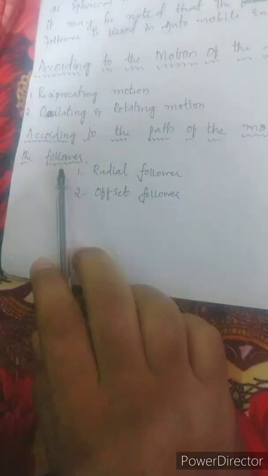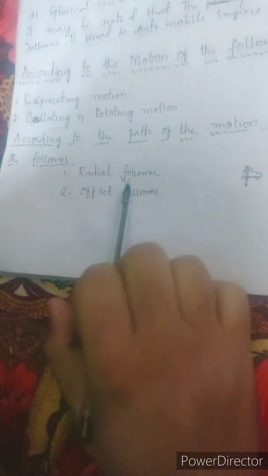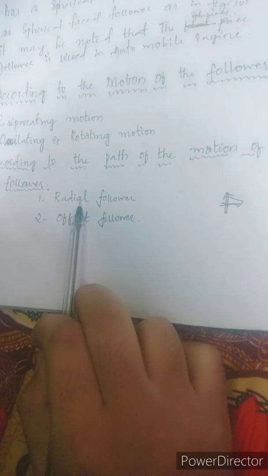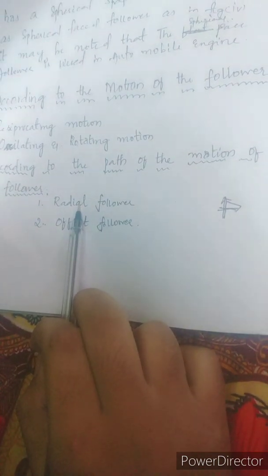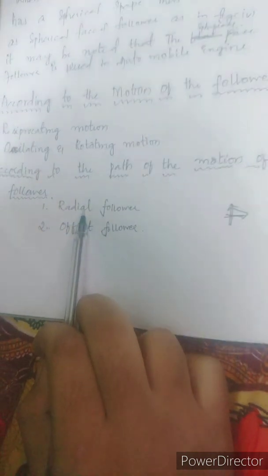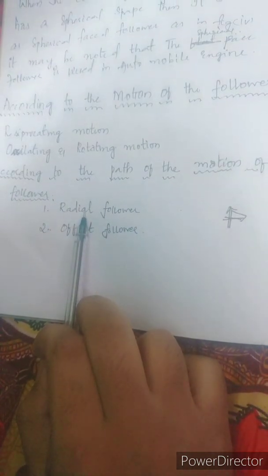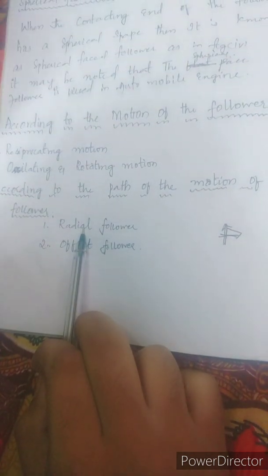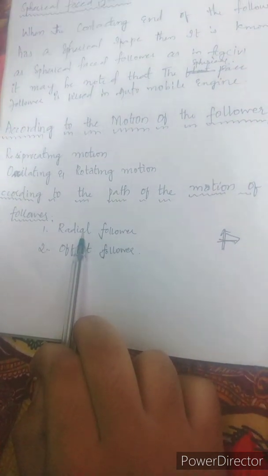Now we will see according to the path of the motion of the follower. We have the radial follower and the offset follower. What is meant by a radial follower? A radial follower is when the motion of the follower is along the axis passing through the center of the cam. And an offset follower is when the motion of the follower axis is away from the cam axis. I will show you the diagram now.